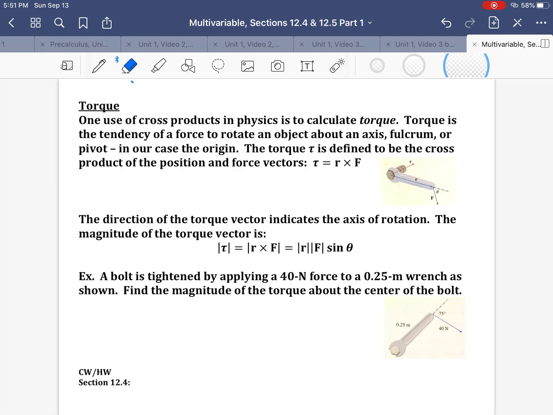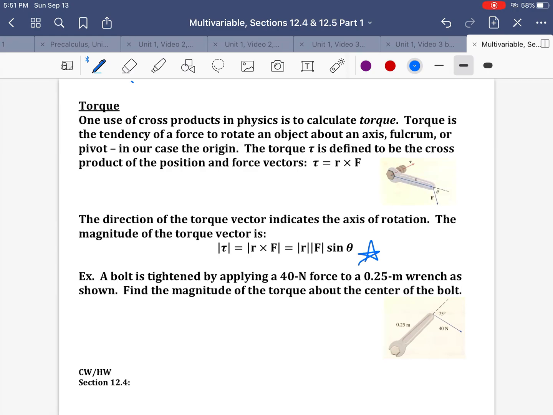Torque is a tendency of a force to rotate an object about an axis, fulcrum, or pivot, in our case the origin. The torque, that little, probably called a tau, but I'll just say T, is defined to be the cross product of the position and the force vectors. So that's your torque. So the direction of the torque indicates the axis of rotation. The magnitude of the torque vector is this. So it's basically the magnitude of the cross product. And so this is pretty much kind of like that formula you saw earlier. But anyway, if we want to calculate torque, we're going to do that.